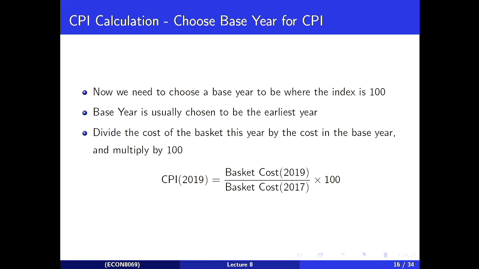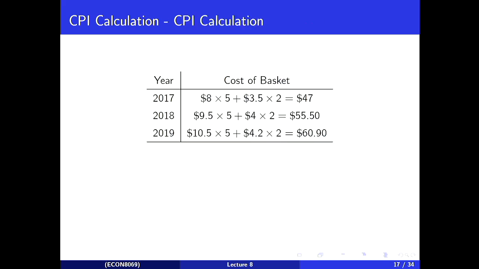I've got 2017 here because that's going to be the base year, but it's the basket cost in the current year, or the year of interest, divided by the basket cost in the base year, multiplied by 100 to give us an index. No great surprises, hopefully. And so we can get CPI baskets. The CPI in 2017 is definitionally 100, by construction. If 2017 is the base year, then the CPI is 100 in that base year.